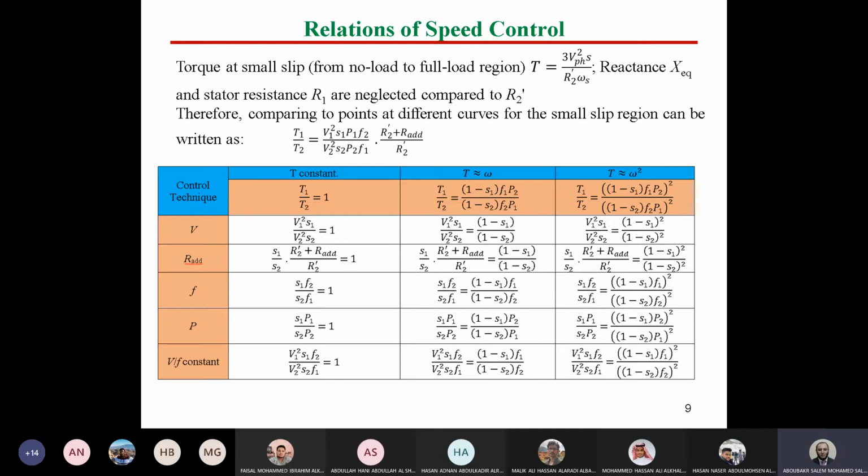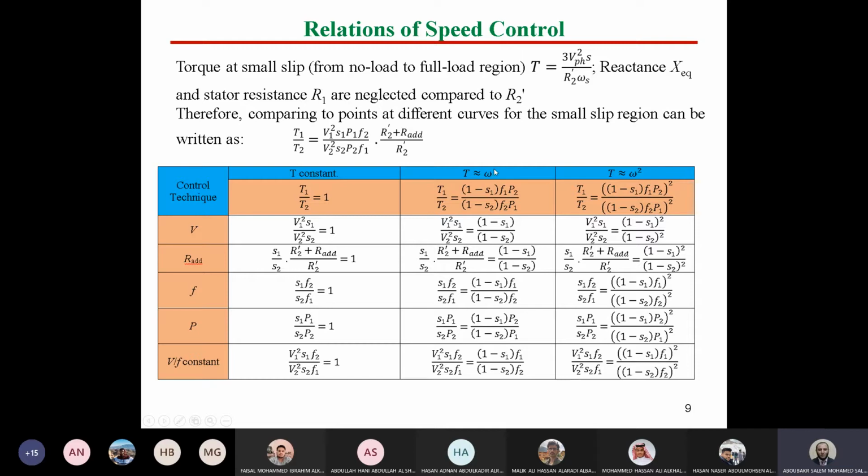We said we may have many types of load torque. Here, for instance, we are going to consider three types, just as examples. For T constant, which means T1 over T2 is unity, constant load torque. We may have torque proportional to speed, which means if the torque increases, the speed will increase. If the torque decreases, the speed will decrease. What is the relation between torque and speed now?